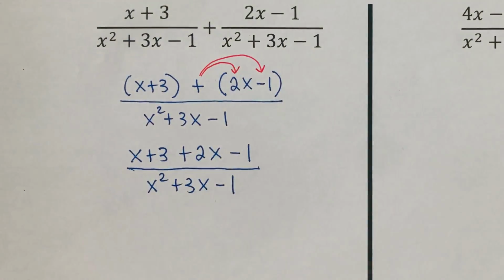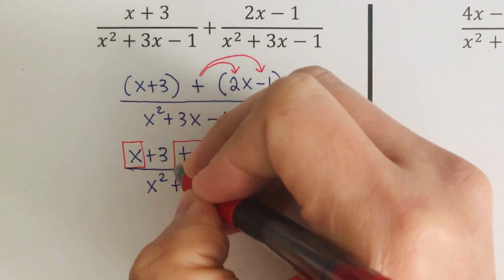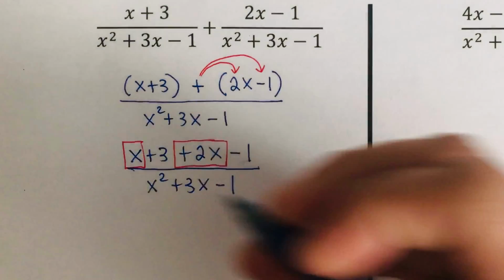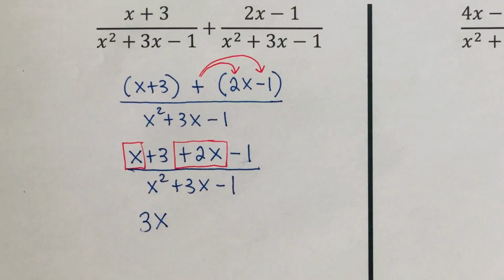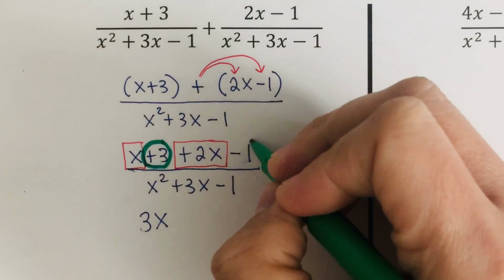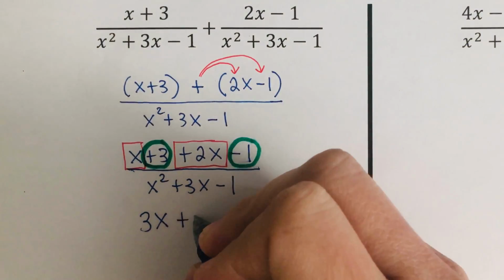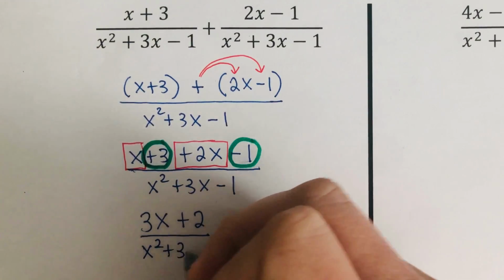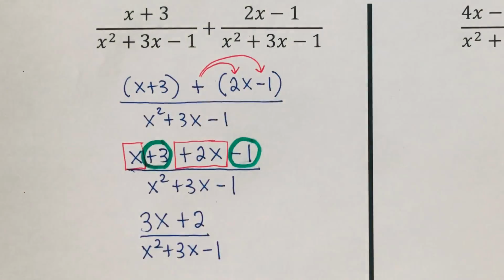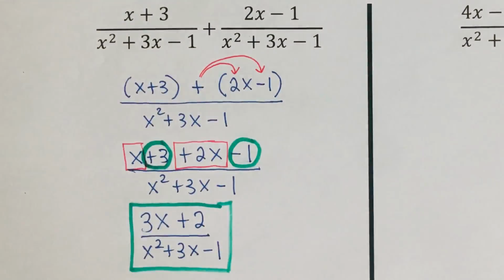Then we combine like terms in order to simplify. The like terms are x and 2x. So x plus 2x is 3x, and then we have positive 3 minus 1, which would be a positive 2. So I'm going to write this as 3x plus 2 over their denominator, which is x squared plus 3x minus 1. So this is the sum of these two rational expressions up there.